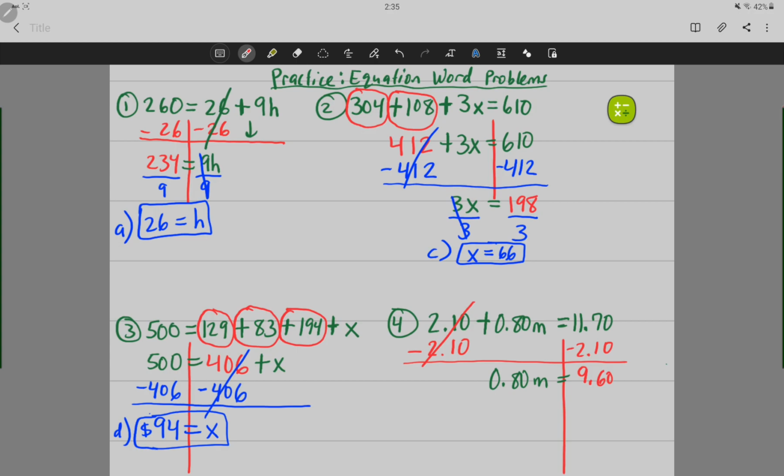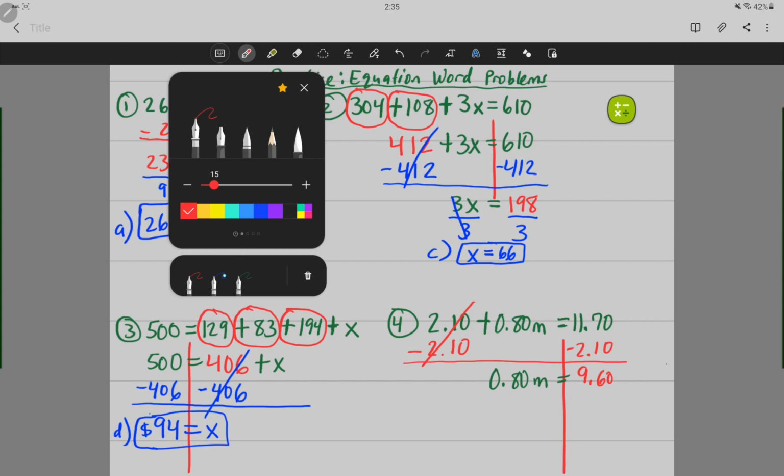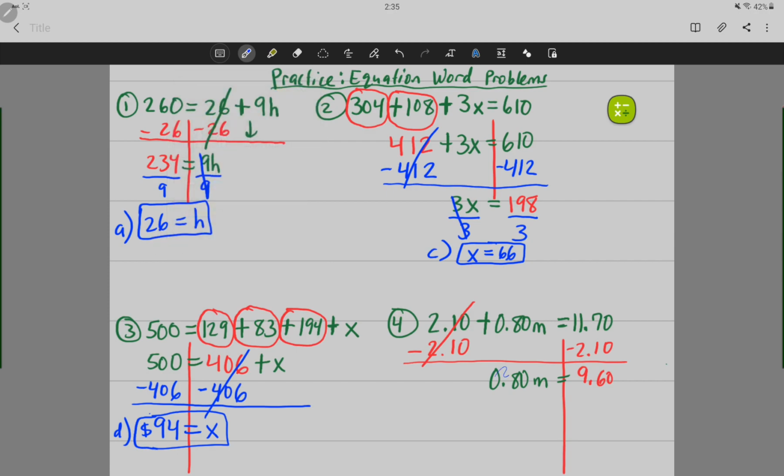And we know that we're looking at multiplication since it says 0.80 M or 0.80 times M. The inverse of multiplying is division. We divide by the coefficient. Again, that's just a number next to the variable that we want to go away. And we do the same thing to both sides. 0.80 divided by itself is 1. We don't have to put the 1. Bring down our M and our equal sign. 9.60 divided by 0.80 should be 12.